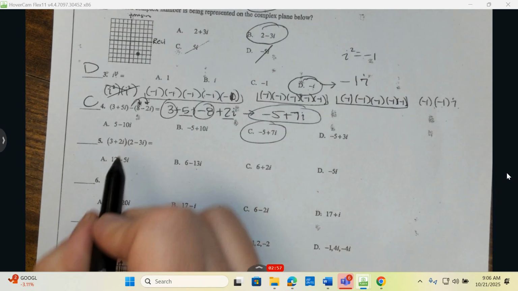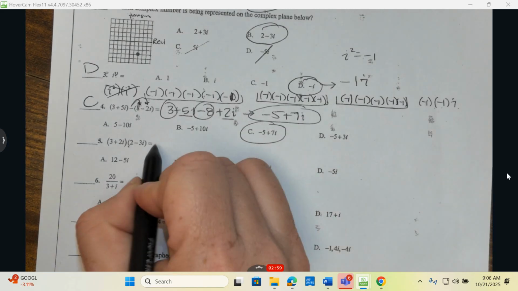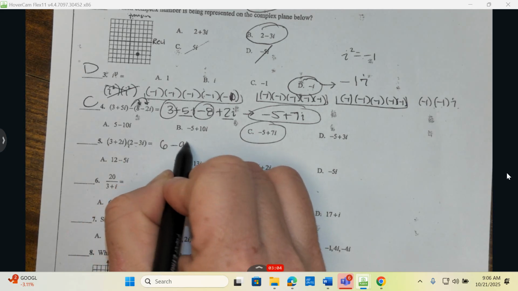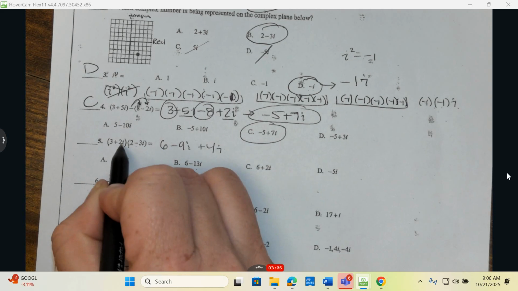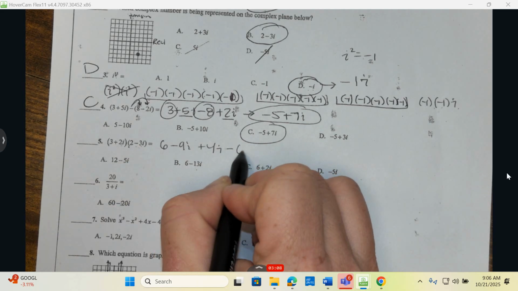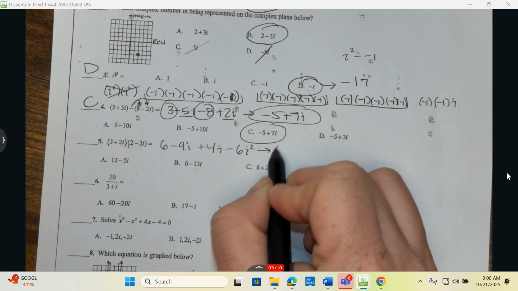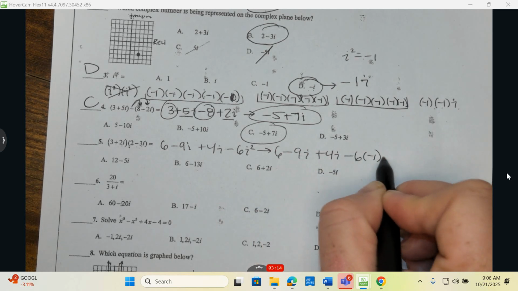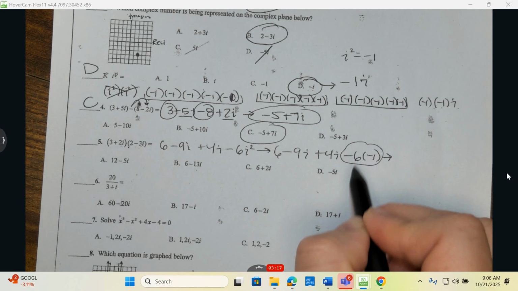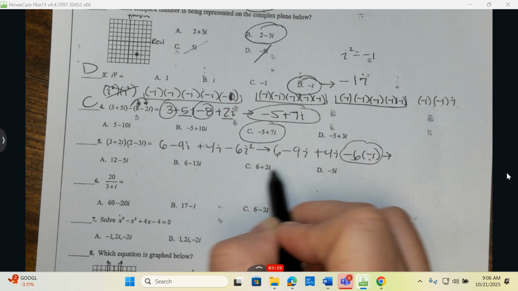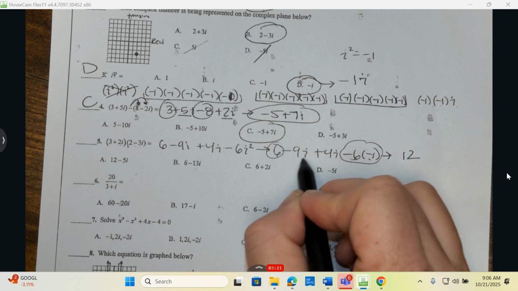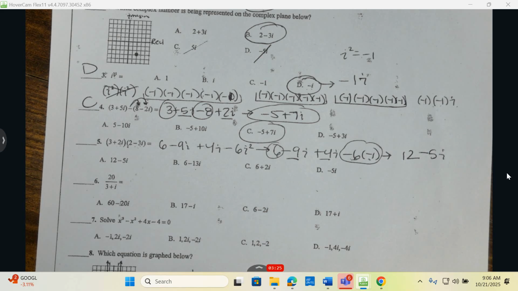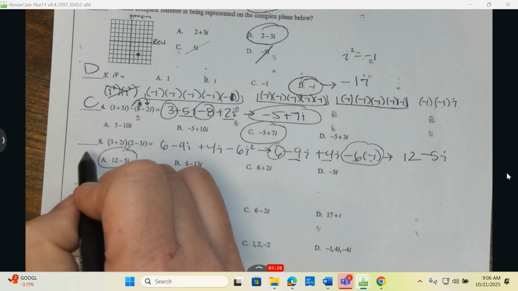Moving on to number 5. This is multiplying. So I'm going to FOIL, multiplying the fronts, multiplying the outsides, multiplying the insides, and last, 2 times negative 3 is negative 6 with an i squared. Remember, i squared can change into negative 1, and we have negative 6 times negative 1 is 6. 6 and 6 is 12. Negative 9 and positive 4 is negative 5i, and we will find that in option A.